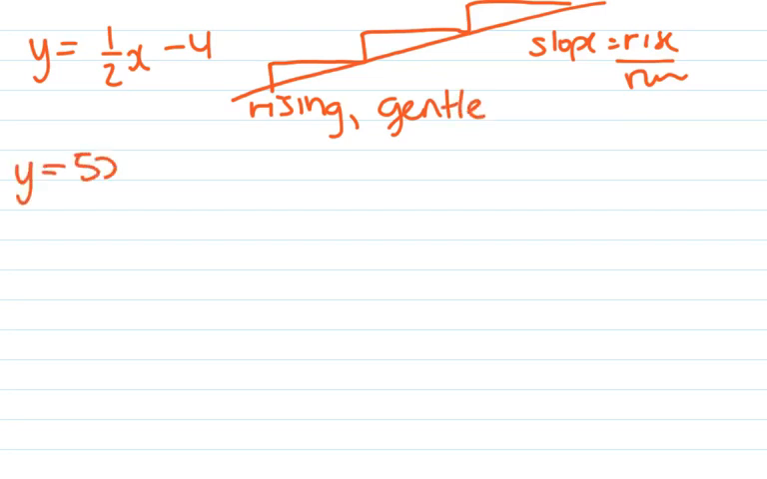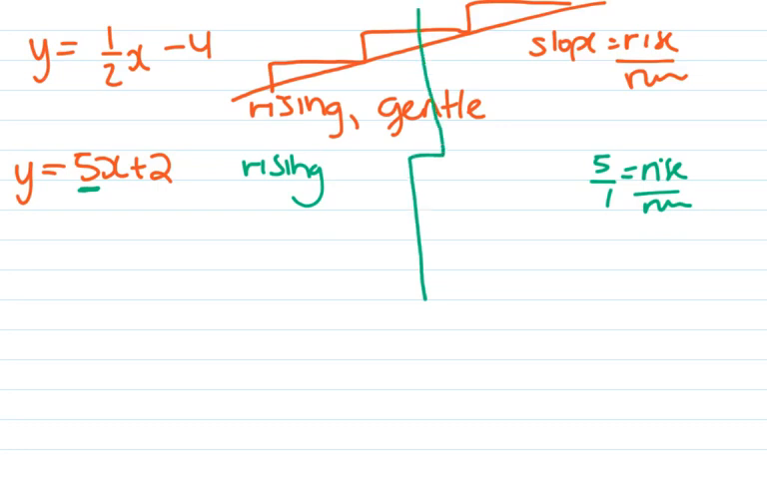y equals 5x plus 2. So it's a positive slope, so that means it's rising. And now remember, a whole number as a fraction is 5/1. So that means we're rising 5 and running 1. So now we're going up 5/1, up 5/1. That's very steep. Okay? So that is rising and it's steep.